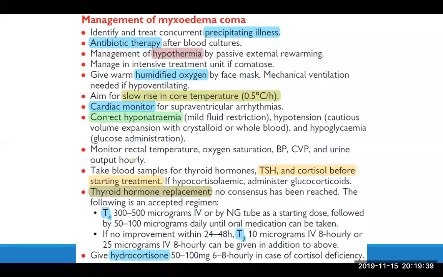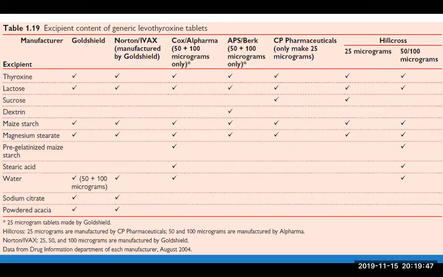This table is not very important. Actually, it is for the UK doctors, I think. Yes, for the different companies. I think this is just the components of each levothyroxine tablet presented in the UK. This is actually not important, and it contains a lot of excipients. I think this is very important in a patient who is allergic to some excipient, to choose which one is suitable. But actually, in the exam, this is not very important.